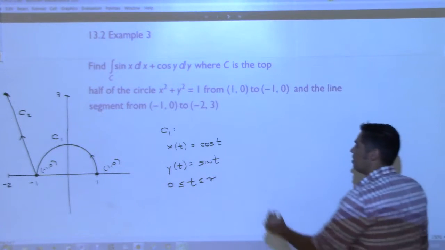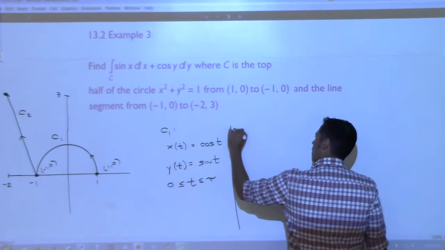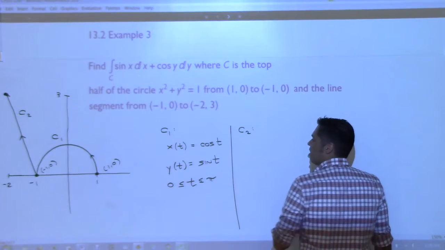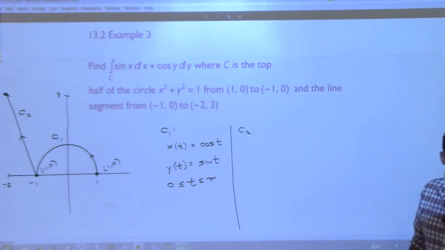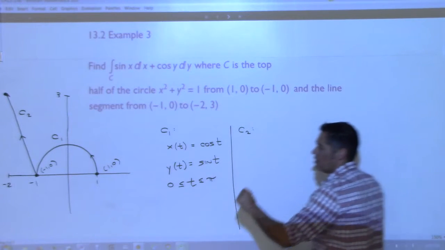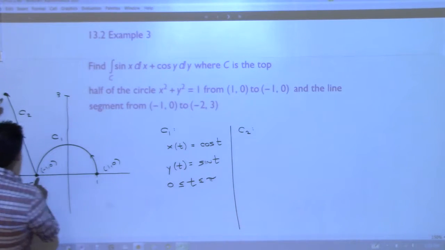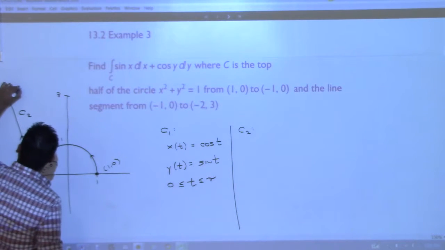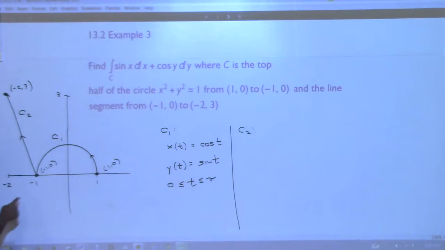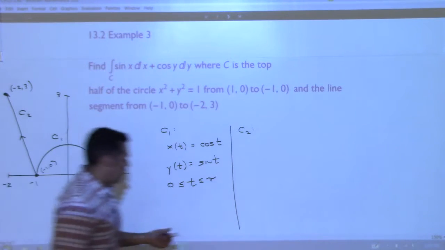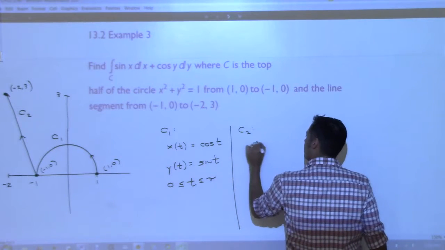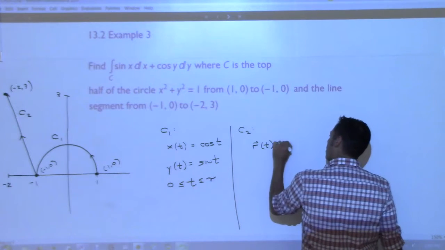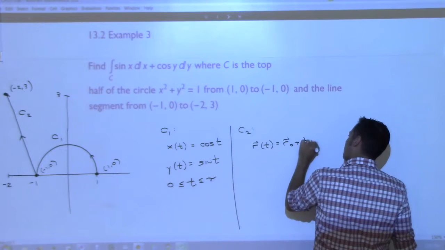All right, let's talk about C2. C2 is a line segment, isn't it? It goes from this point to this point. Let's put the point up here, (-2, 3). The way I would draw this line segment is by using a vector equation for a line. So I would start by looking at this as r of t equals r naught plus t v.